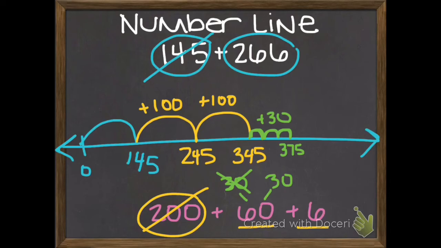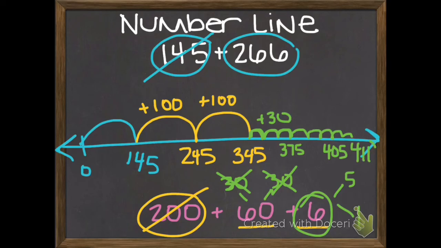Now I want to go 10 more, that's 385, 10 more, 395, 10 more, 405. I took care of that 30. But I'm not done yet because I still need 6 more. I think I'm going to break the 6 into a 5 and a 1. So 5 more would get me to 410, plus 1 more would land me at 411.